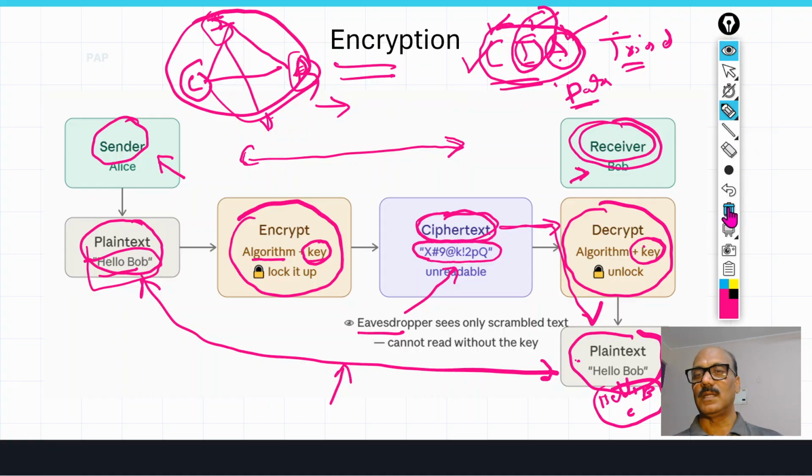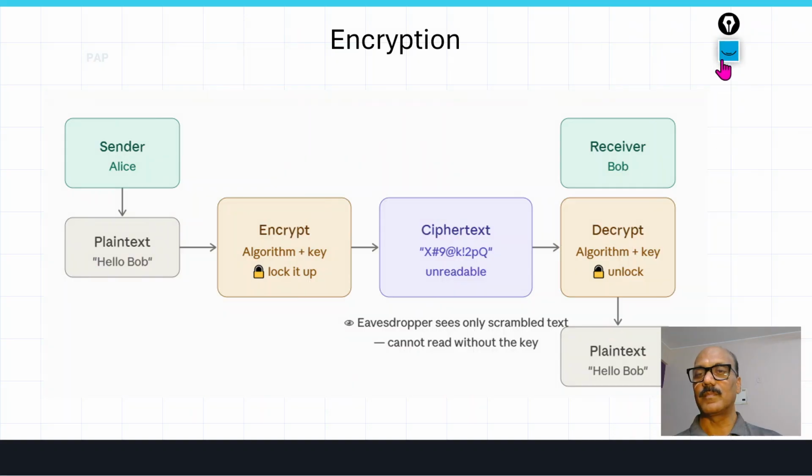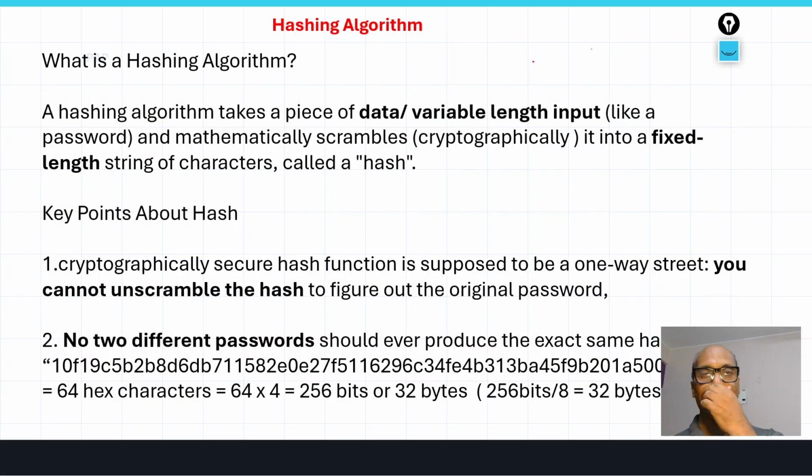Okay, now let's move to hashing. Very important. I've written down lines of explanation and highlighted some words to bring out the significance and the critical parts of understanding this hashing algorithm. So basically, a hashing algorithm takes a piece of data.